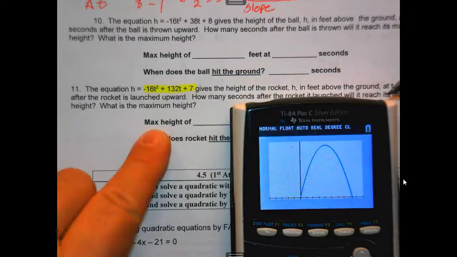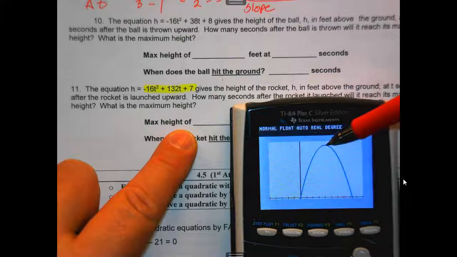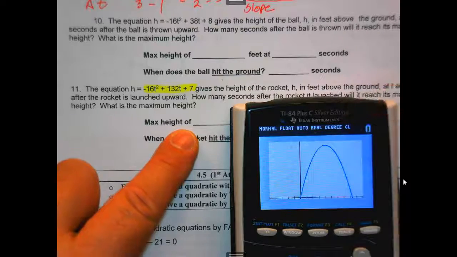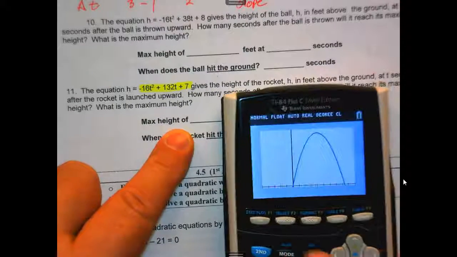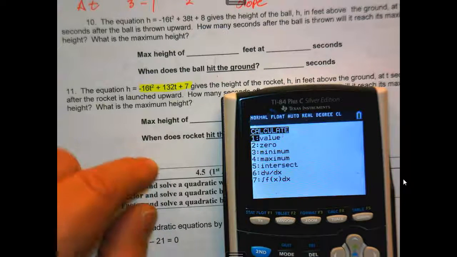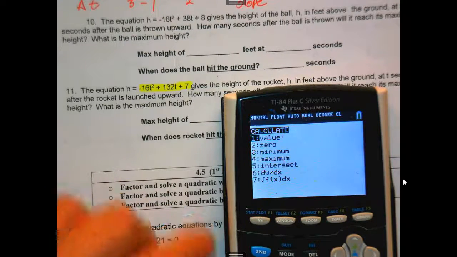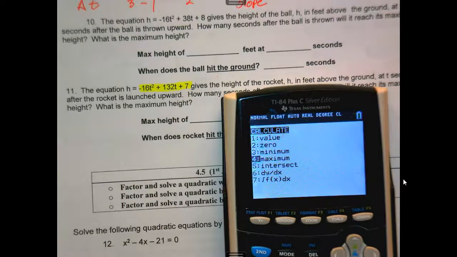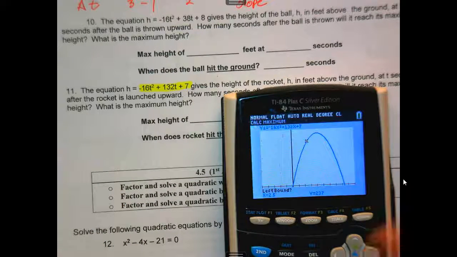Now, let's see, we got to find the maximum height. So I'm looking for my h coordinate of the vertex. You're going to have to do second trace. This has a maximum, right? So I'm going to go to maximum, hit enter. Now you got to put your left bound, right bound in. It's not accurate enough because there's just not enough pixels in your calculator to get it. You got to do left bound, right bound.